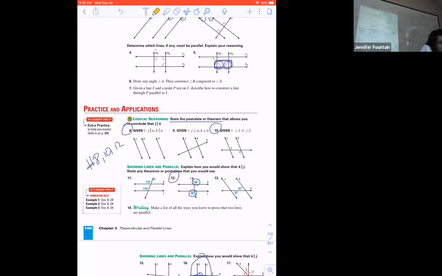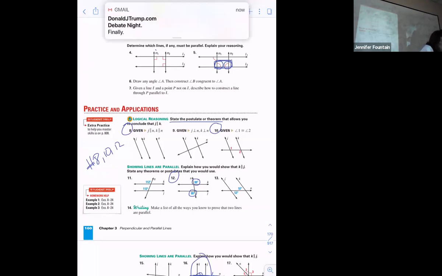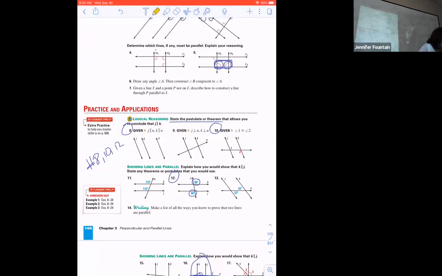Number 10, given that angle 1 is congruent to angle 2. What are those? Alternate interior angles. Good, alternate interior angles converse. Would that be theorem 3.4? I'll make that 3.12. Alternate interior angles converse is 3.8 on page 150. I literally stared at that. Alternate interior angles converse.